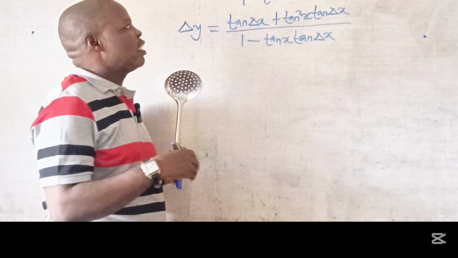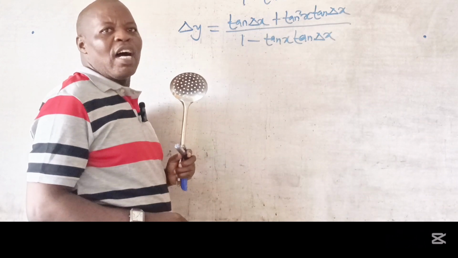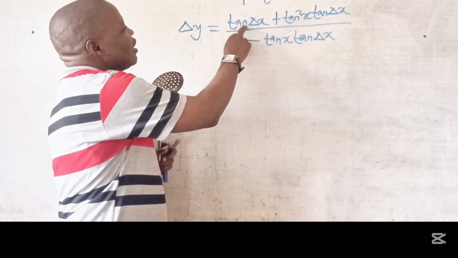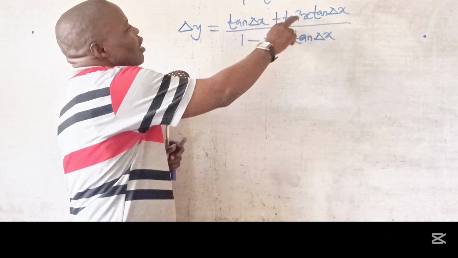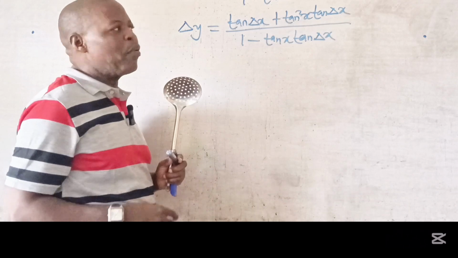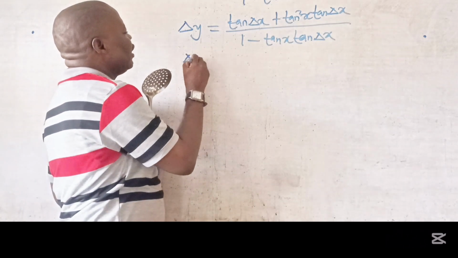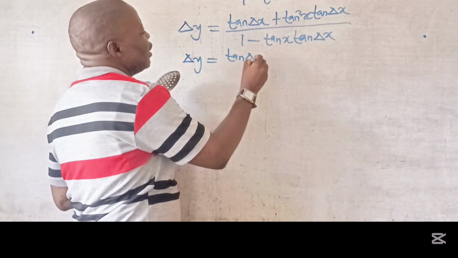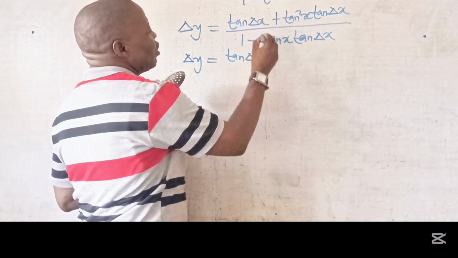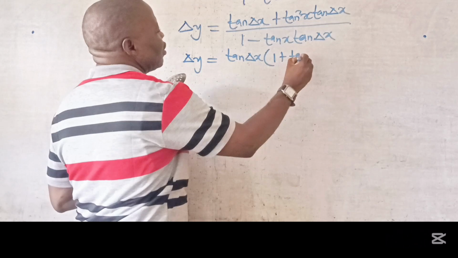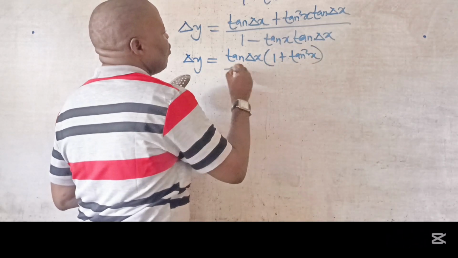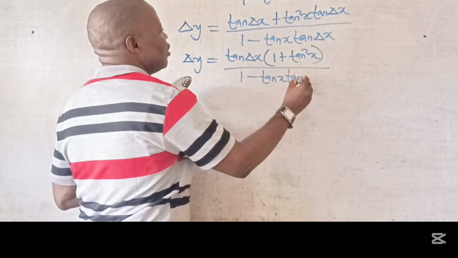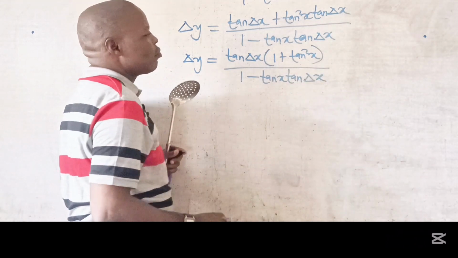Looking at this one, we see that there is a common factor at the numerators. So we have tan delta x, that is change in x, and tan change in x. So we have to factor that one out. So what we have is change in y is equals to tan change in x into 1, this one remain 1 plus tan square x. Everything over 1 minus tan x tan change in x.